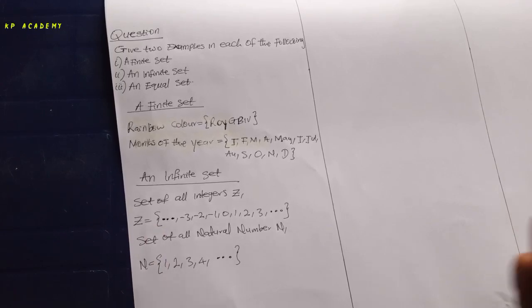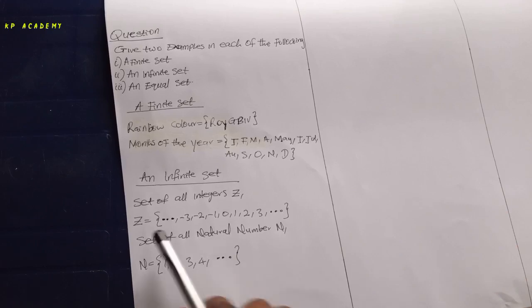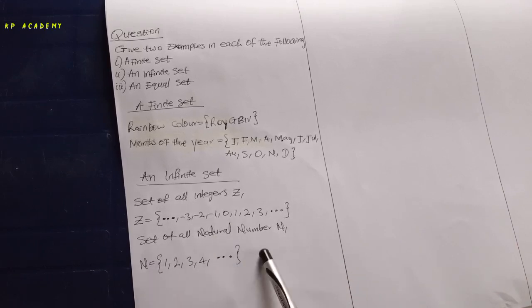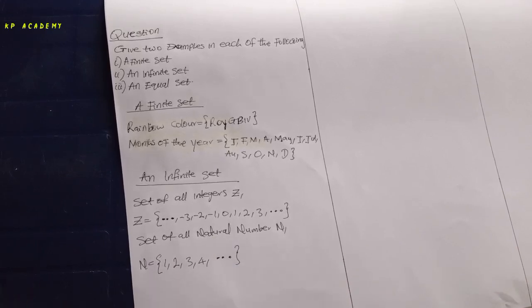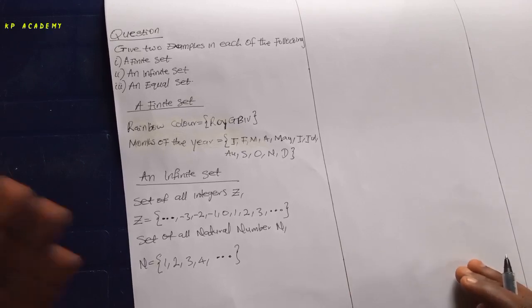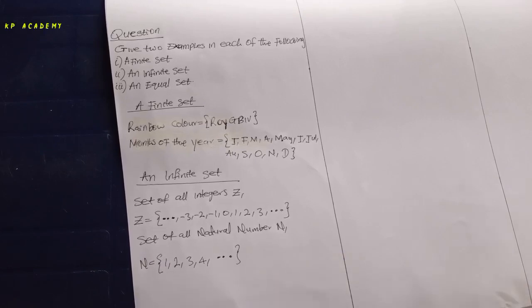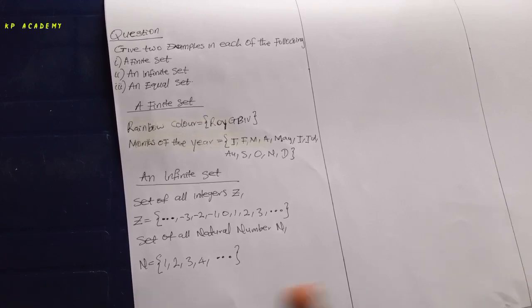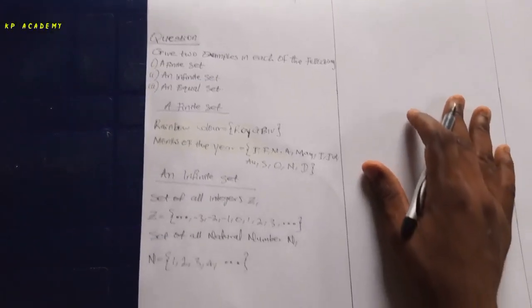So a quick recap: the set of all integers and the set of all natural numbers are all infinite sets. Of course, the set of all prime numbers is also an example of an infinite set. The set of all rational numbers and the set of all irrational numbers are also examples of infinite sets. Again, the set of all whole numbers is also a good example of an infinite set because their elements or members do not really end. All right, so that's it for this particular question.